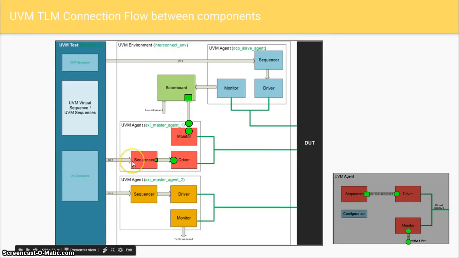Now you have learned the flow of a transaction that is actually driving into the DUT, and now you need to see how a transaction that is monitored in the DUT interface by a monitor is put into a scoreboard. For that, there needs to be an analysis port in the monitor and an analysis port in the agent and an analysis export in the scoreboard.